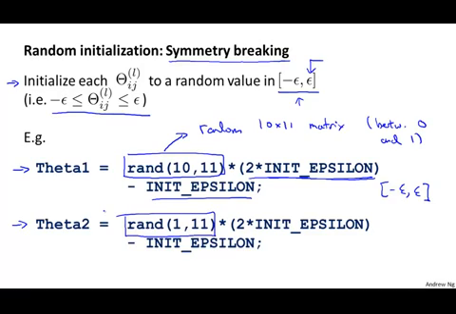So, to summarize, to train a neural network, what you should do is randomly initialize the weights to small values close to 0, between minus epsilon and plus epsilon, say, and then implement backpropagation, do gradient checking, and use either gradient descent or one of the advanced optimization algorithms to try to minimize J(theta) as a function of the parameters theta, starting from this randomly chosen initial value for the parameters. And by doing symmetry breaking, which is this process, hopefully gradient descent or the advanced optimization algorithms will be able to find a good value of theta.